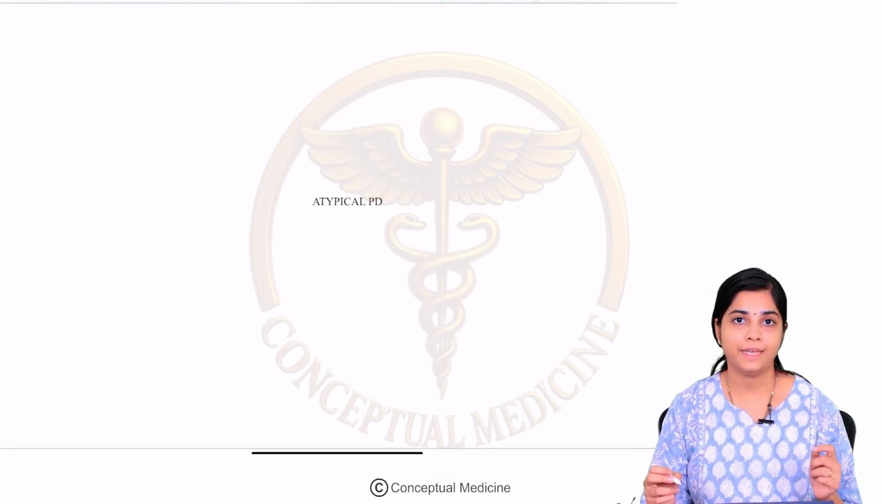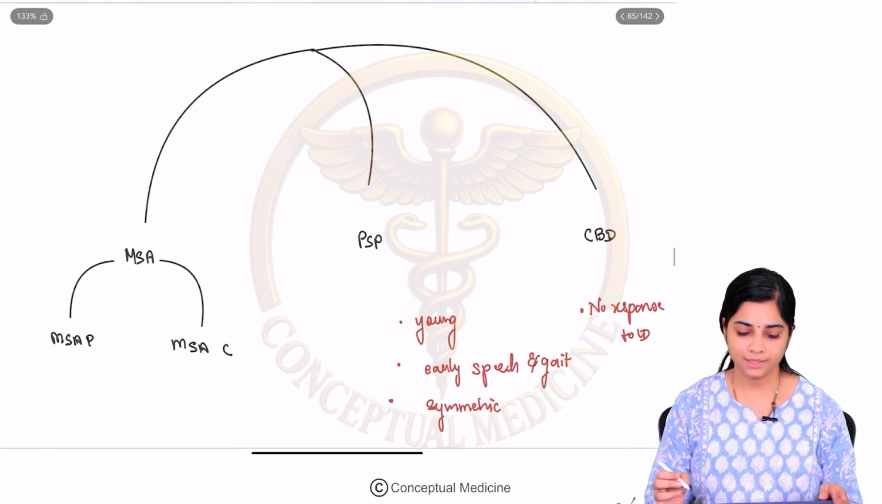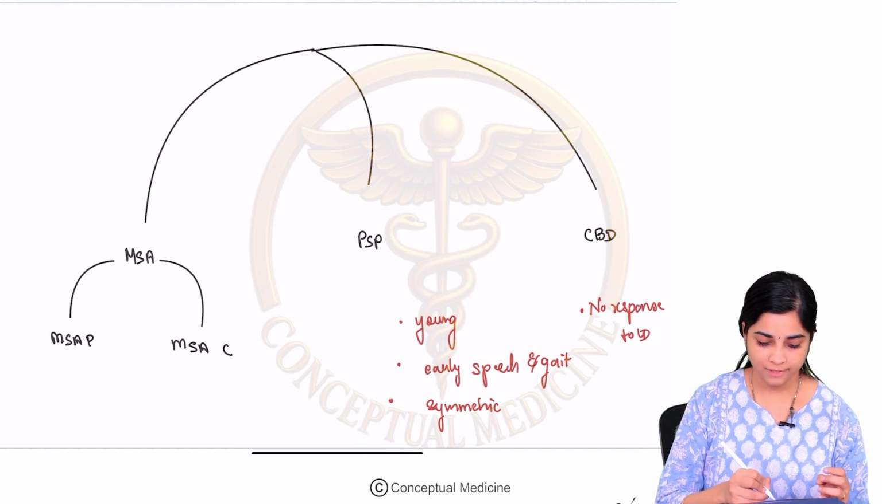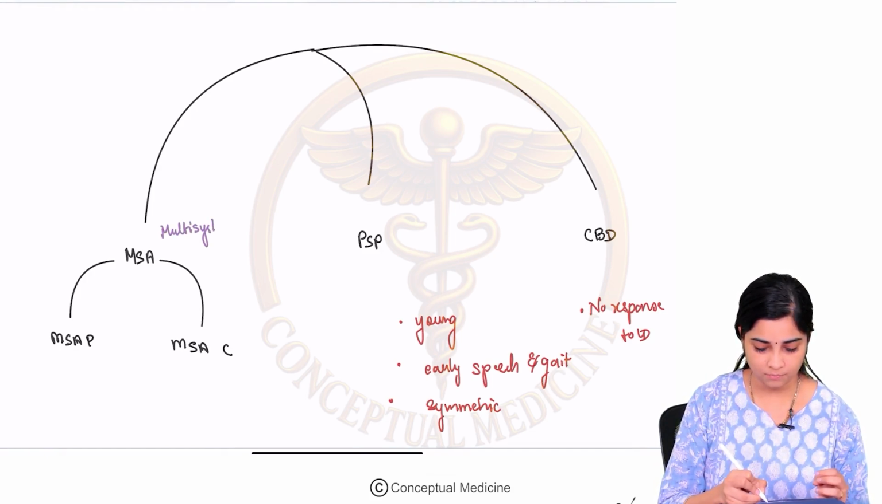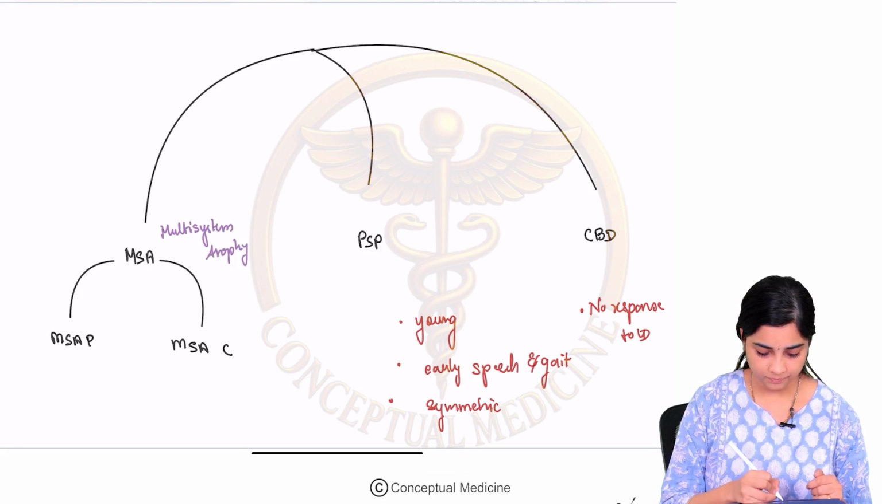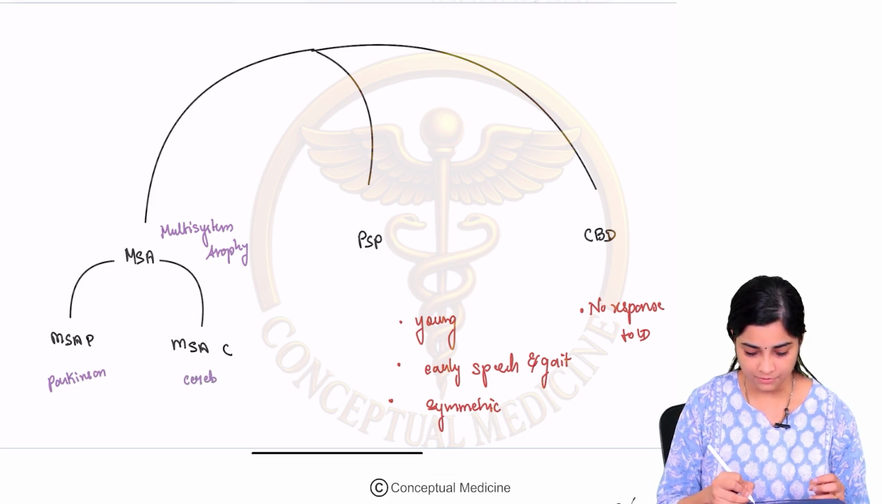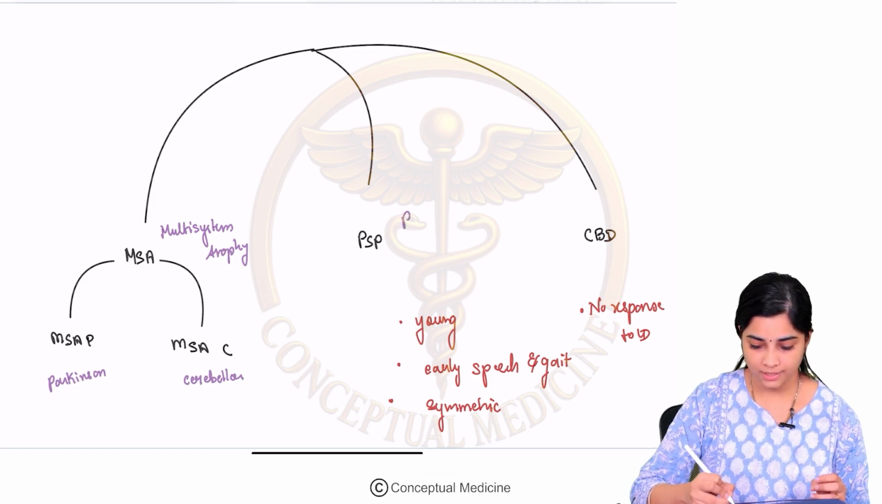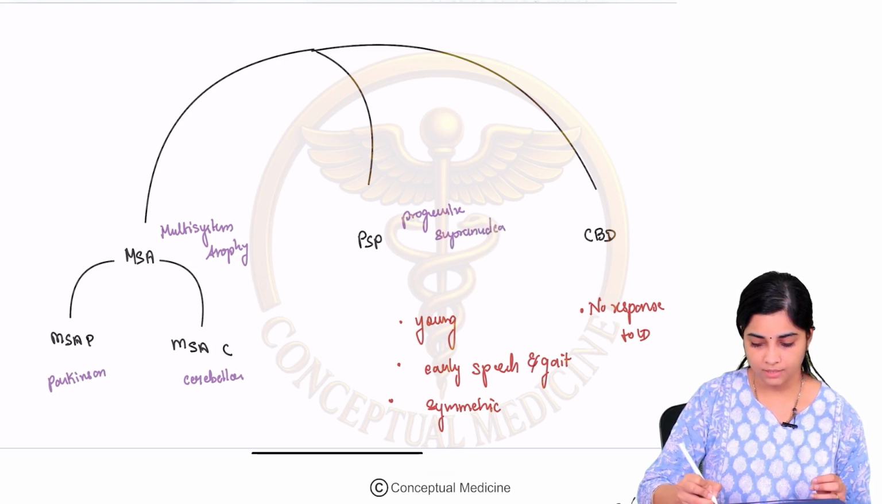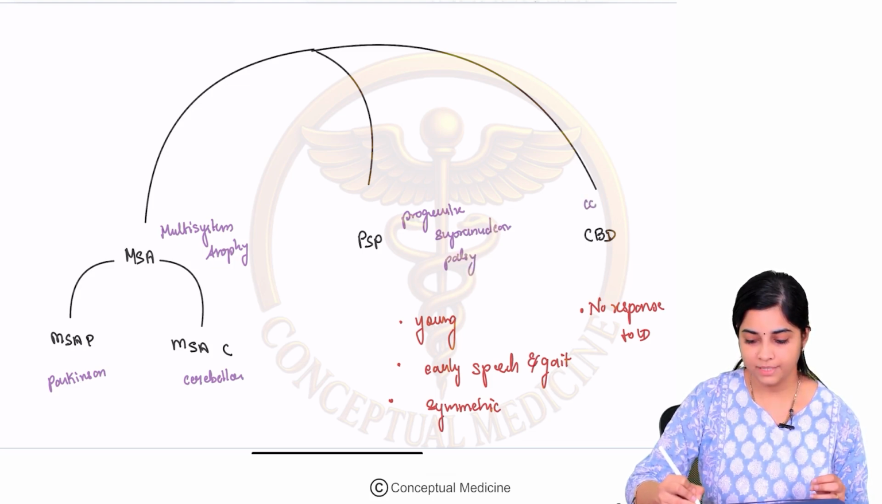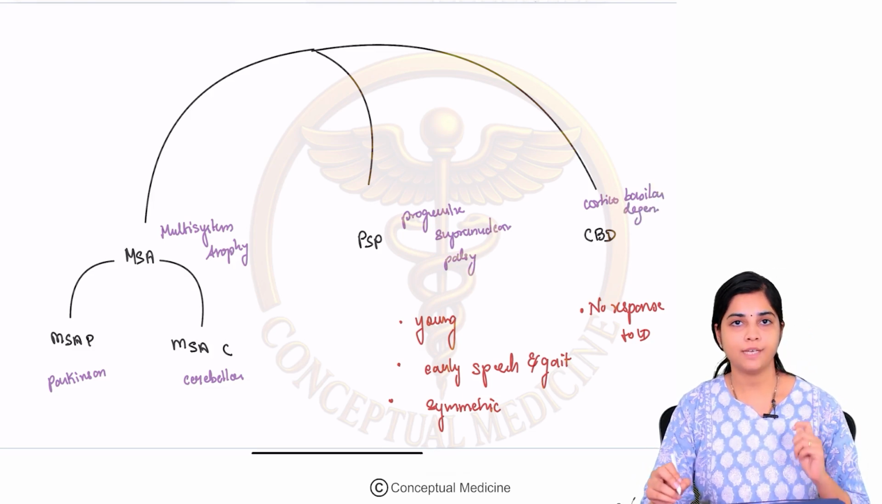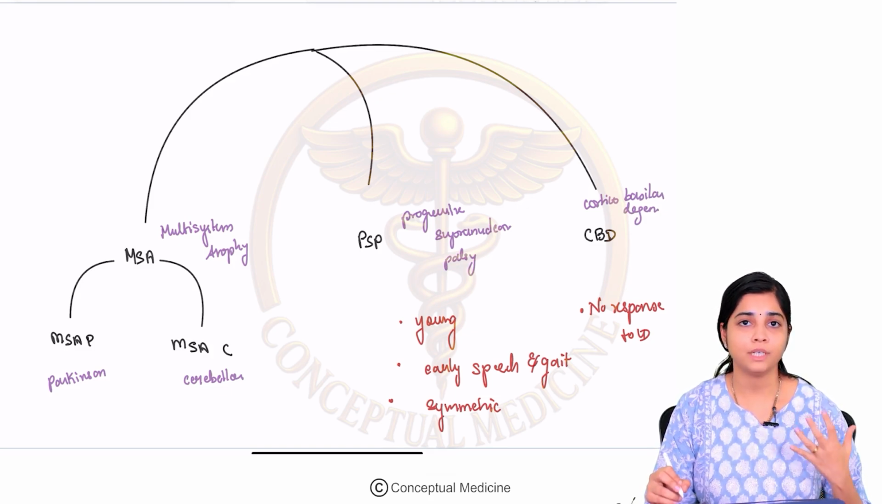Now let us move on to atypical Parkinson's disease. Atypical Parkinson's disease can be classified as the following. We have multi-system atrophy, MSA, which is further classified into multi-system atrophy Parkinson type, MSA-P, and MSA-C, which is multi-system atrophy cerebellar type. Then you have progressive supranuclear palsy. Then we have CBD, or corticobasal degeneration. So we have MSA, PSP and CBD. This is about atypical Parkinson's disease.